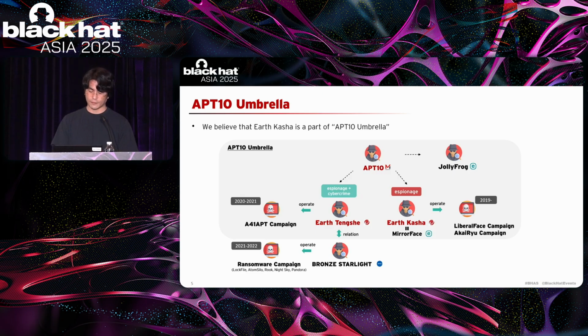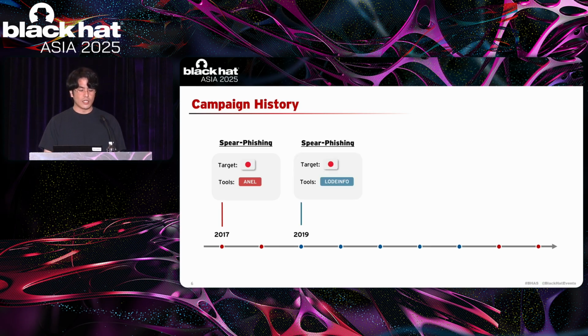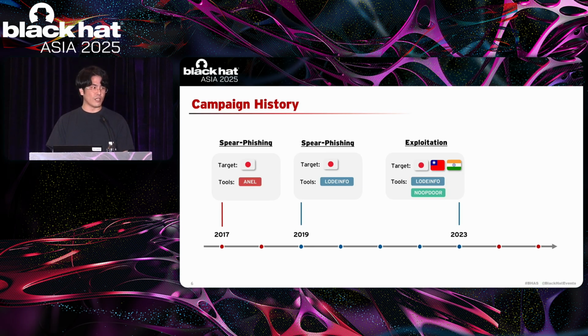So we clustered these related groups into our APT10 umbrella, but today I'm going to focus on the espionage campaign, Earth Kasha. Let me briefly introduce the campaign history of Earth Kasha. In 2017, they conducted a spear phishing campaign targeting Japan using their Ono backdoor. And in 2019, they were still conducting a spear phishing campaign targeting Japan, but they changed their backdoor to LODEINFO. This campaign went on for 4 years.